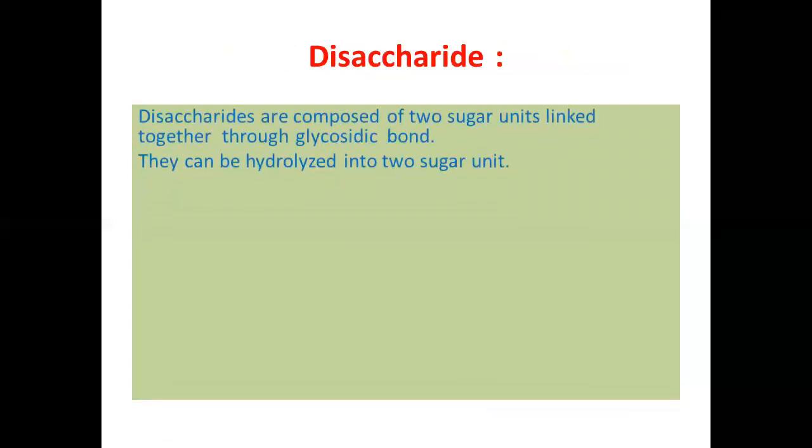The next one is disaccharide. Di means two, saccharide means sugar units. So disaccharides are composed of two sugar units or two monosaccharide units, and those two monosaccharide units are linked together through glycosidic bond, and they can be hydrolyzed. Definitely they can be hydrolyzed. Hydrolysis, I told you, is the reaction of water with carbohydrates to break them into simple units. So they can be hydrolyzed into two sugar units.